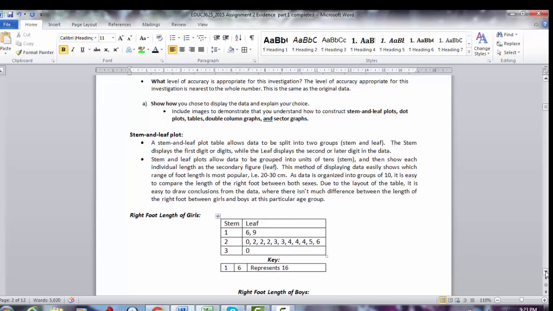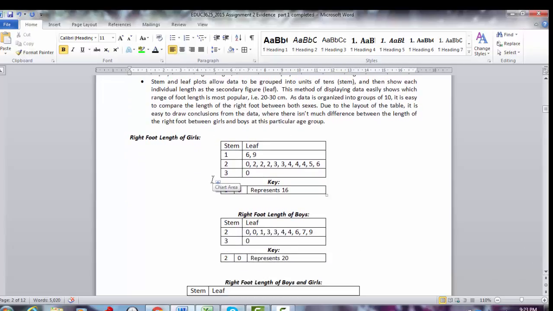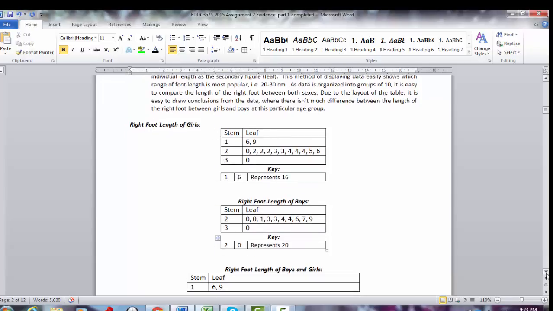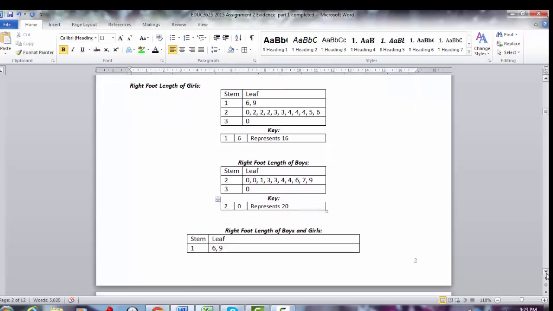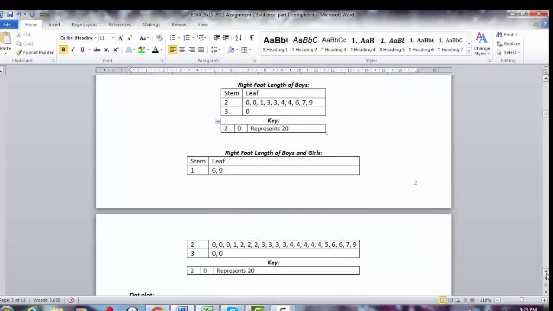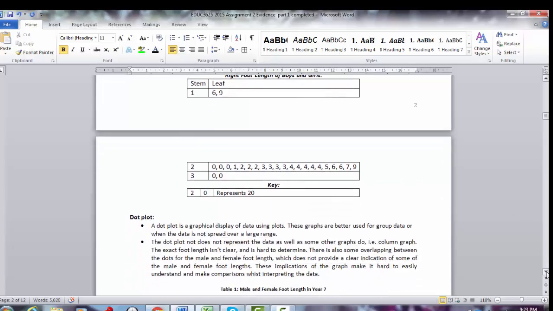So we've got the right foot length of the girls, stem and leaf plot. Then you've got the right foot length of the boys, and then the right foot length of the girls and boys together. As you can see, the most popular foot length is between 20 and 30 centimetres.